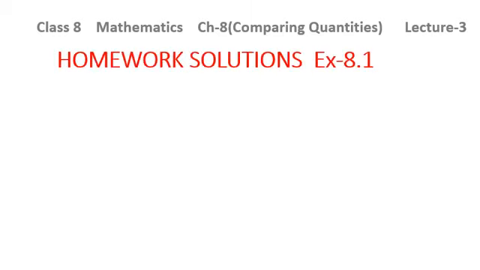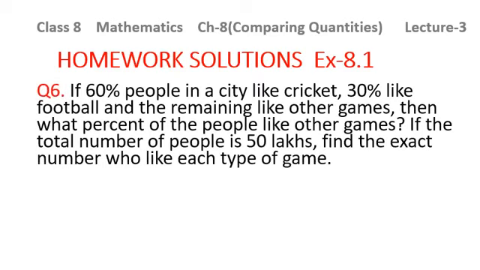Now coming to homework solutions of exercise 8.1. Question 6. Let us see what question 6 is. If 60% of the people in a city like cricket, 30% like football, and the remaining like other games, then what percent of the people like other games? First of all, you need to tell the percentage of the people who like other games apart from these two games. If the total number of the people is 50 lakhs, find the exact number who like each type of game. First of all, we need to find the percent of the people who like other games, and then the number of the people who like each type of game we need to tell.